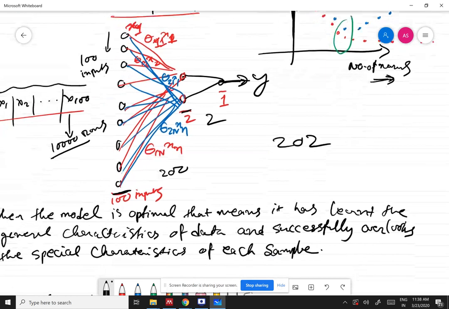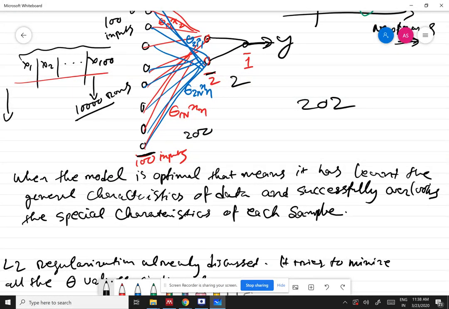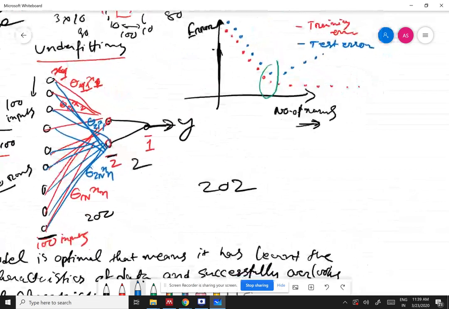So when the model is optimal, let's go through this text here. When the model is optimal, that means it has learned the general characteristics of the data and successfully overlooks the special characteristics of each sample. For example, suppose the model is trying to find whether a speech sample is spoken by a male or by a female. You give it a lot of speech samples, and then you give it a label of whether it is by a male or by a female. Then you can try modeling with different types of neural network models, and see which model performs well, where the test set and training set errors are both small.